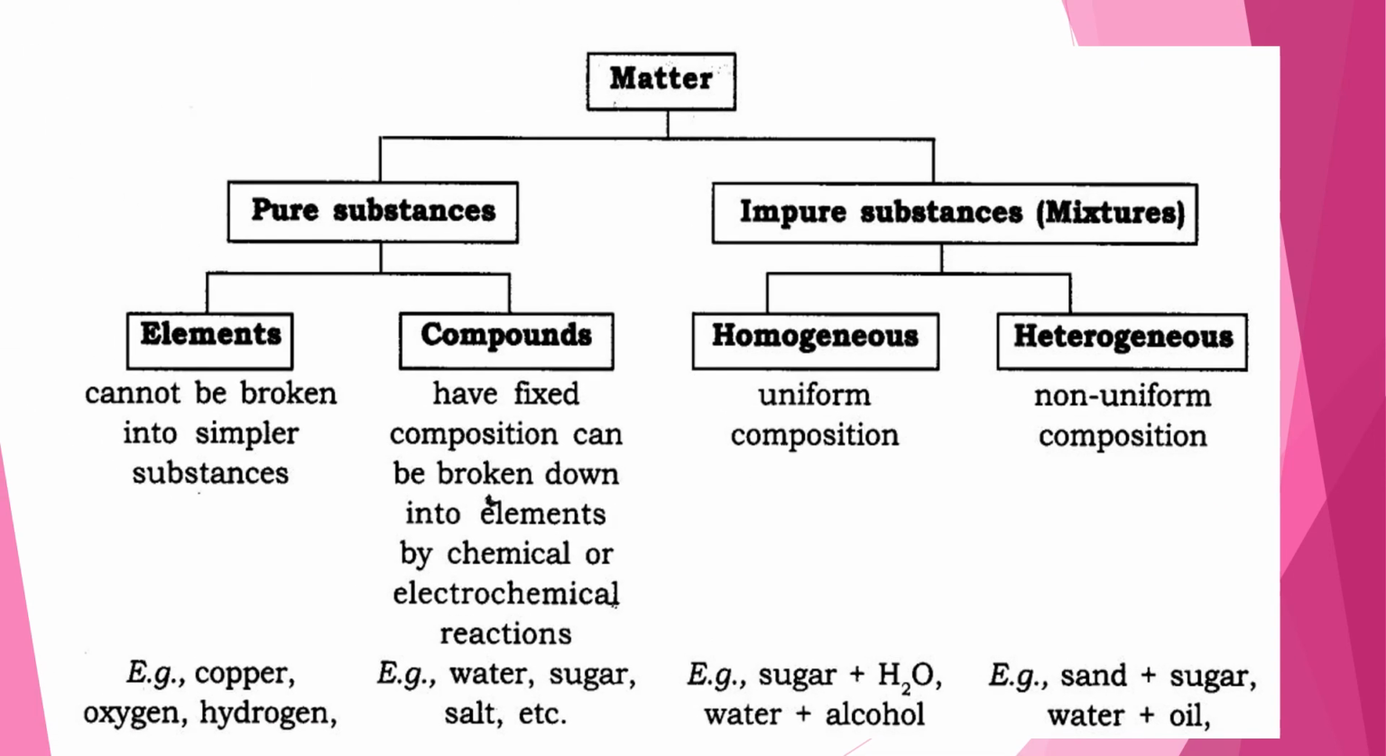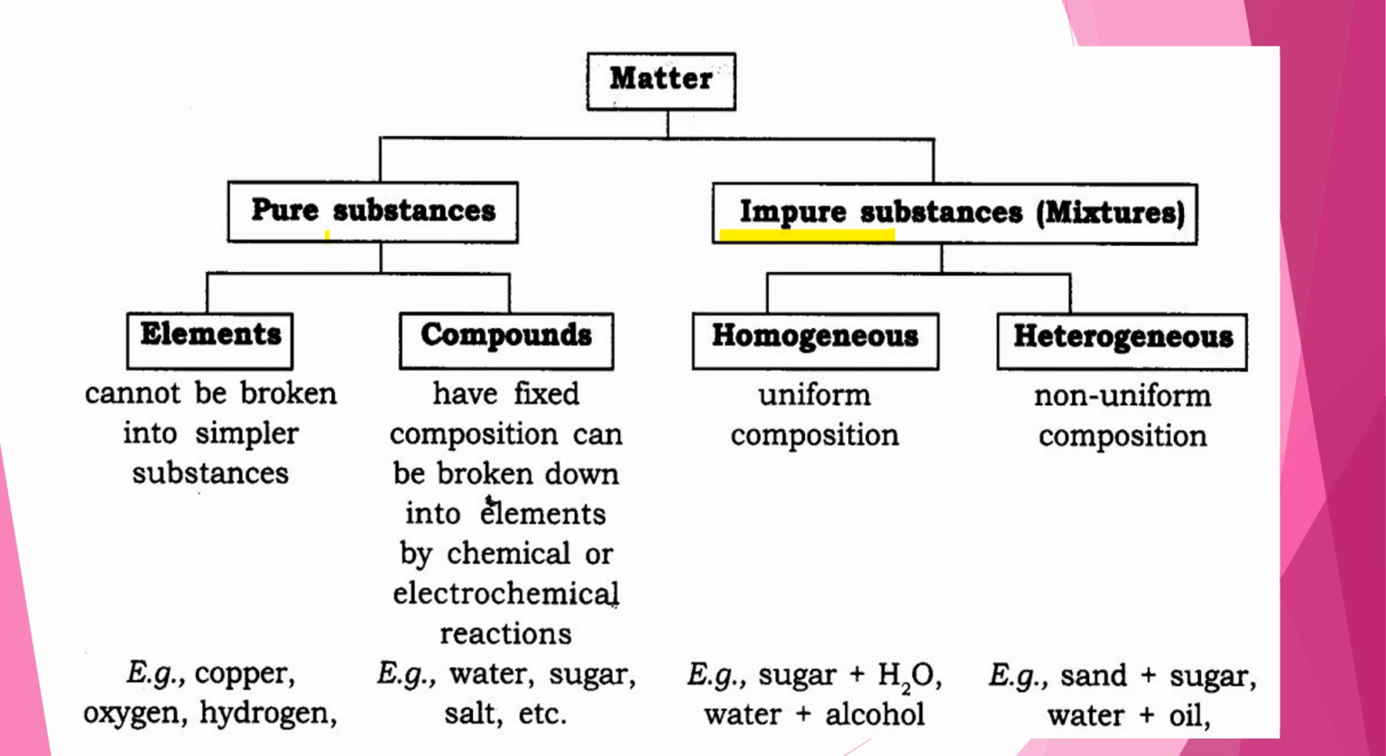Now, what we have dealt with till now: matter divided into pure and impure substances, and pure substances into elements and compounds. Elements cannot be broken into simpler substances. Compounds have fixed composition and can be broken down into elements by chemical and electrochemical reactions. Examples: water, sugar, salt. Elements: copper, oxygen, hydrogen, sulfur, phosphorus, potassium, different types.